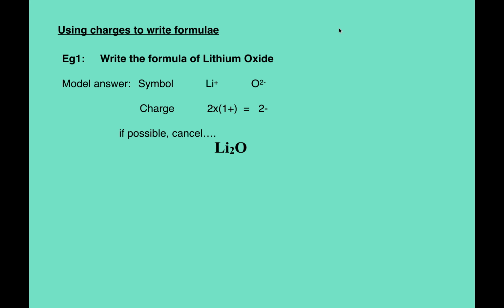So we can use charges to write formulae too. For example, write the formula of lithium oxide. The charge of lithium ions is Li+ and oxide is O2-. How many pluses do we need to balance 1 2-? The answer is we need 2 of them. 2 pluses will balance 1 2-. So 2 lithiums, 2 Li+, balance perfectly 1 O2-. The formula is Li2O.